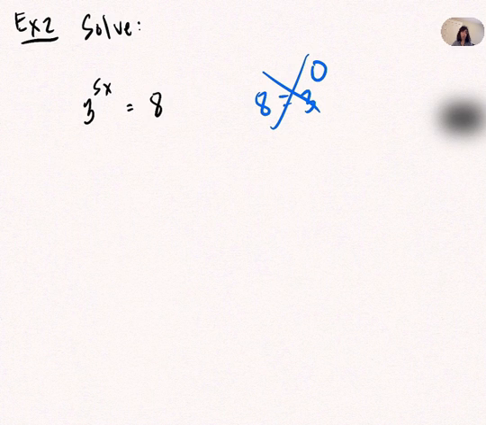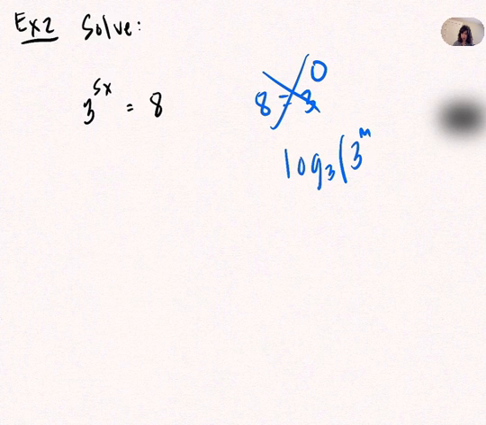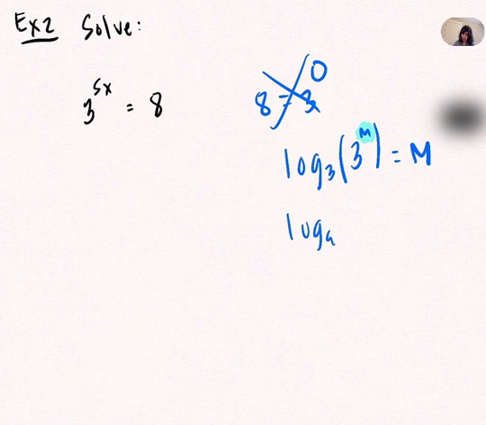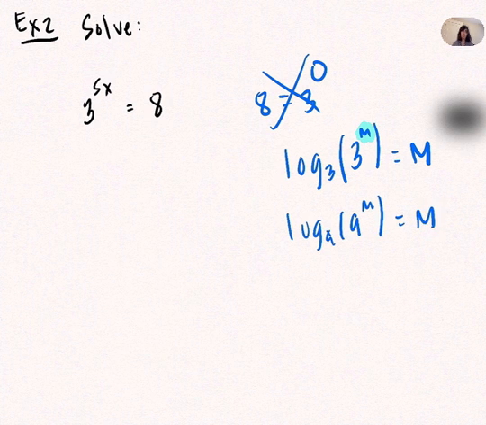So let's look at another strategy, and here it is. Recall that we have this property that says that if we do log base 3 of 3 to something, that's just going to be equal to the exponent here. The general property is that log base a of a to a power is equal to that power. So I'm going to take advantage of this property, and here's how. I'm going to do log base 3 of both sides of this.